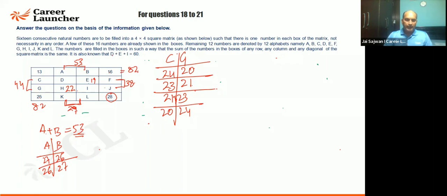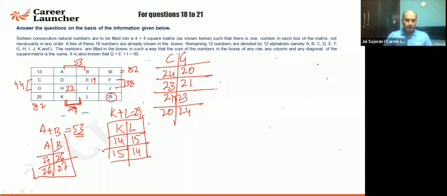Now this is 38. Let's look at KL. The summation is very low. I can say K plus L is 29. Can I say KL can be 14, 15 or 15, 14? These are the only two possible values here. Fine. So I think this is clear. This is also clear. Let's come to the FJ.